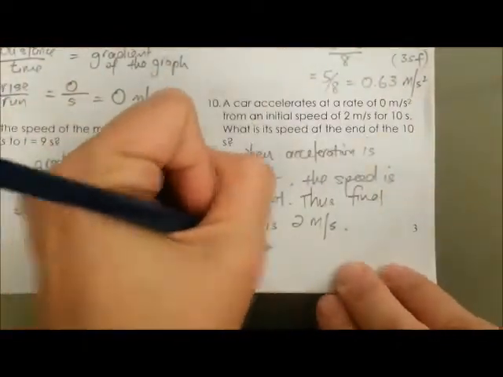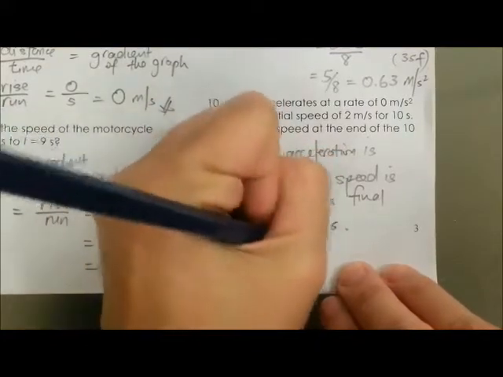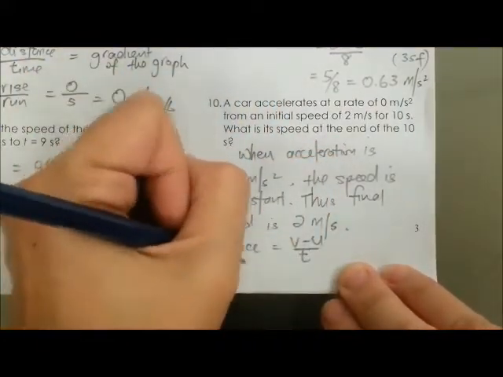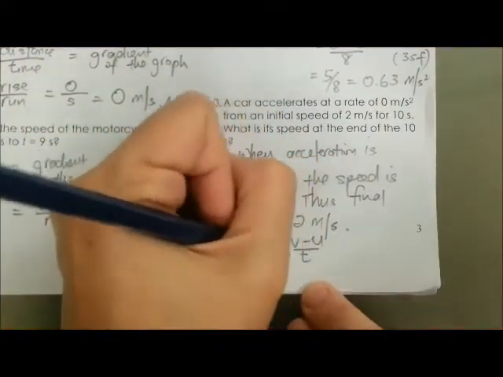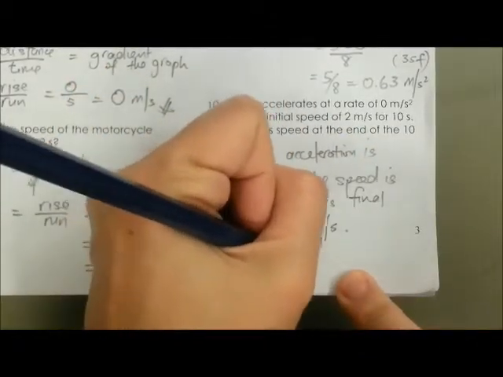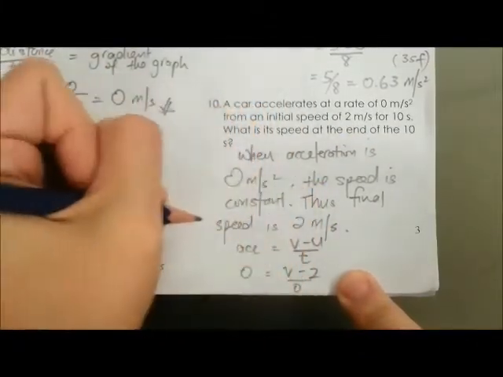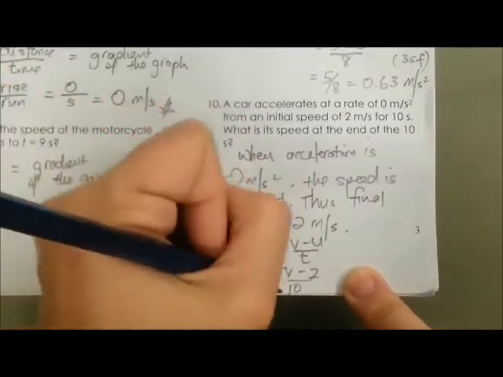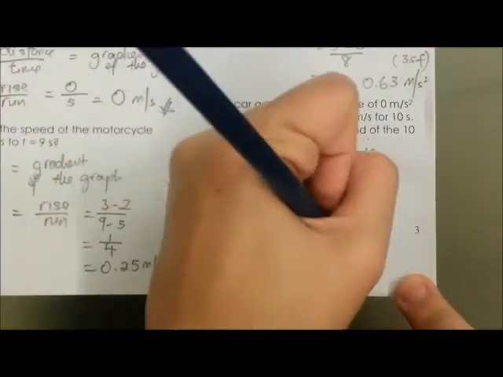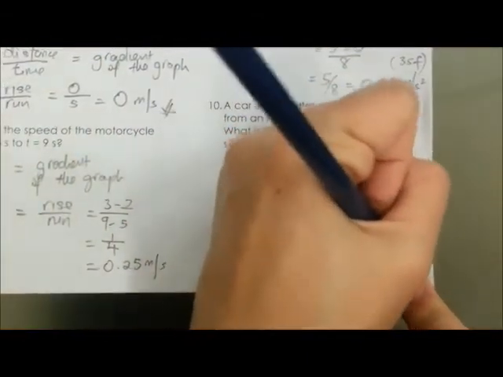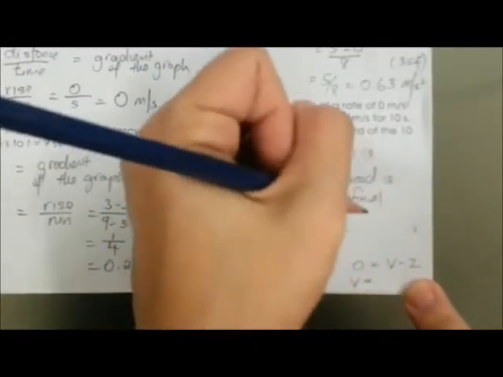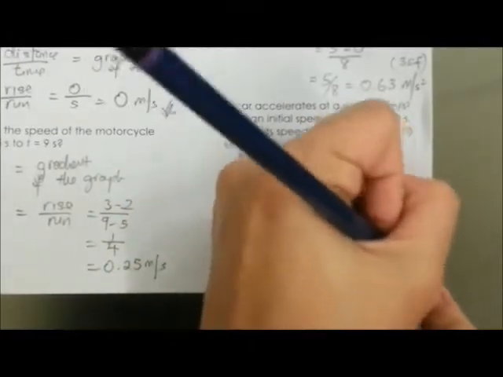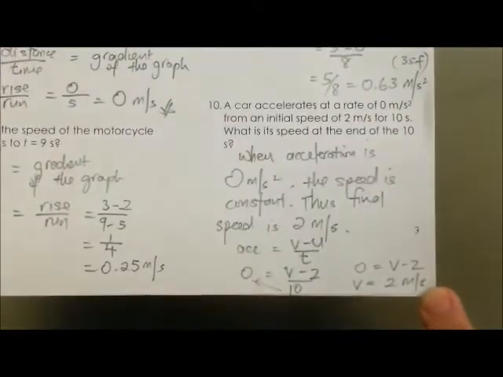To prove to you, you can do the calculation. 0 equals final minus 2 over time, which is 10. 10 times 0 is 0, equals v minus 2. So v is 2 meters per second. As I say.